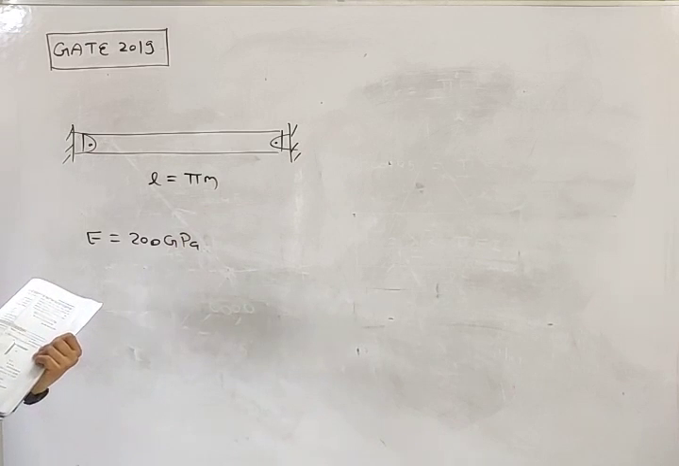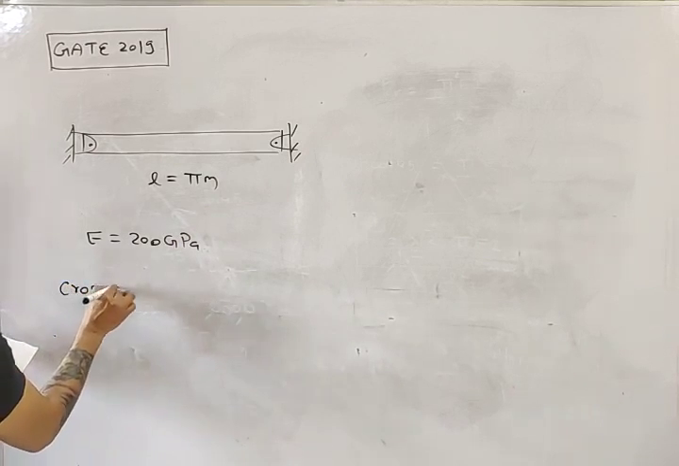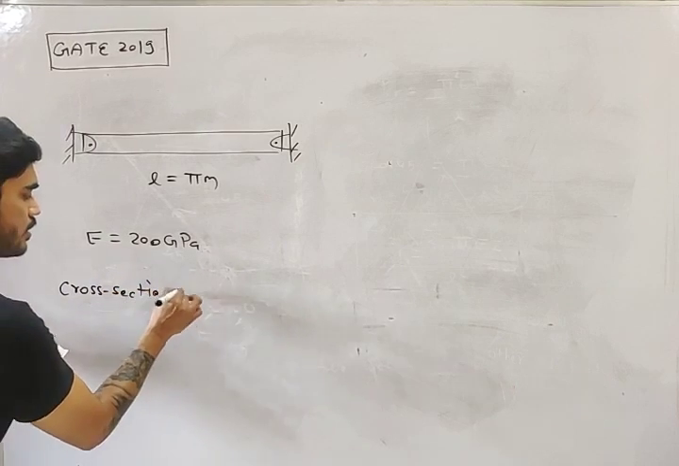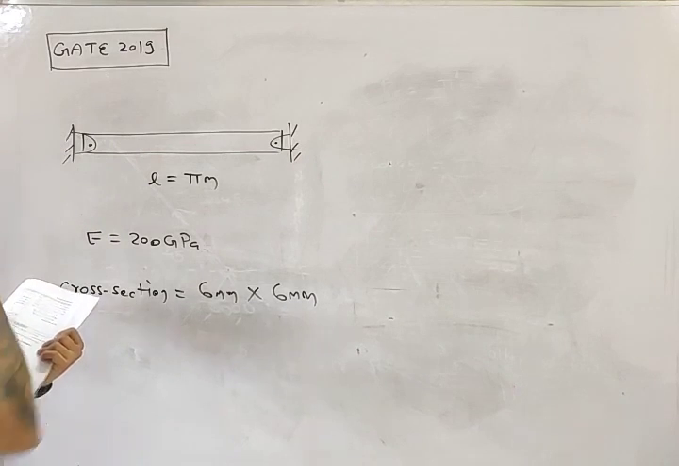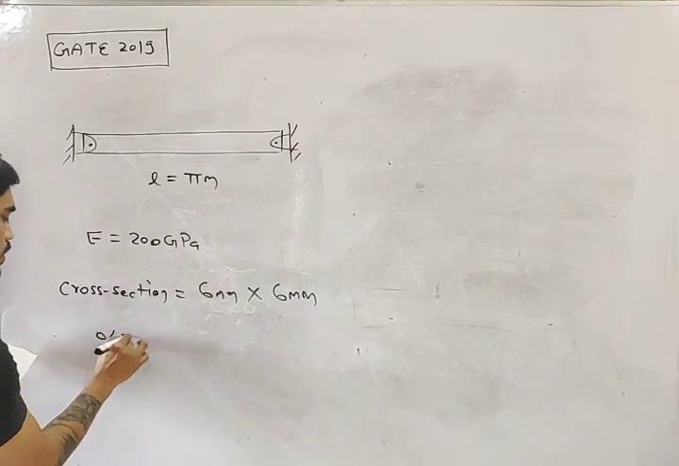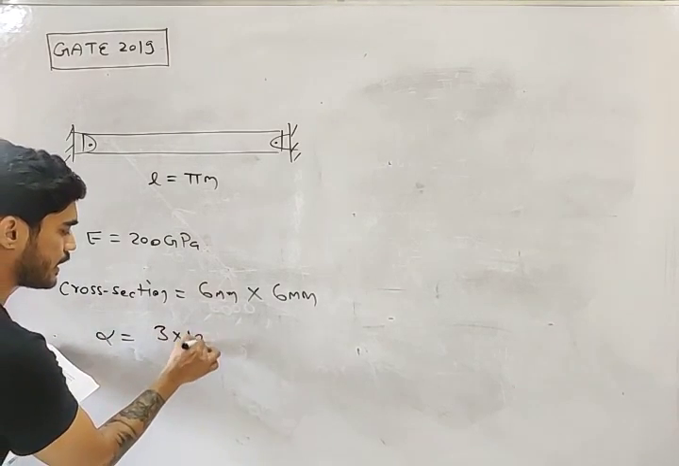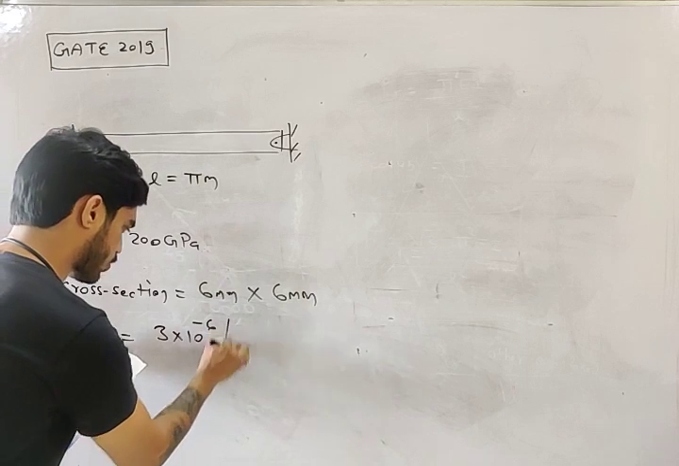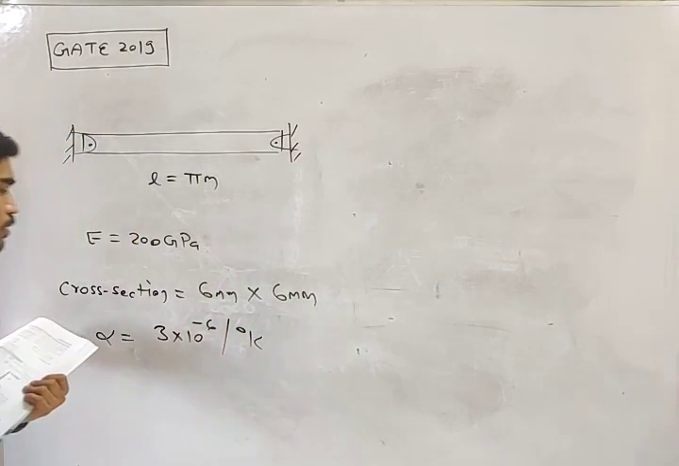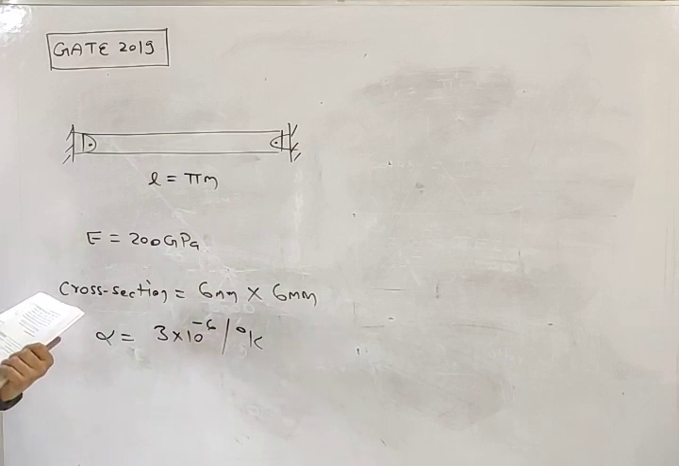Young's modulus is 200 gigapascal. Cross section is 6 mm by 6 mm, a square section. Alpha is given. Alpha is the coefficient of thermal expansion. We have considered this in bars, in thermal stress. Alpha is given as 3 into 10 to the power minus 6 per degree Kelvin or per degree centigrade, one and the same thing.